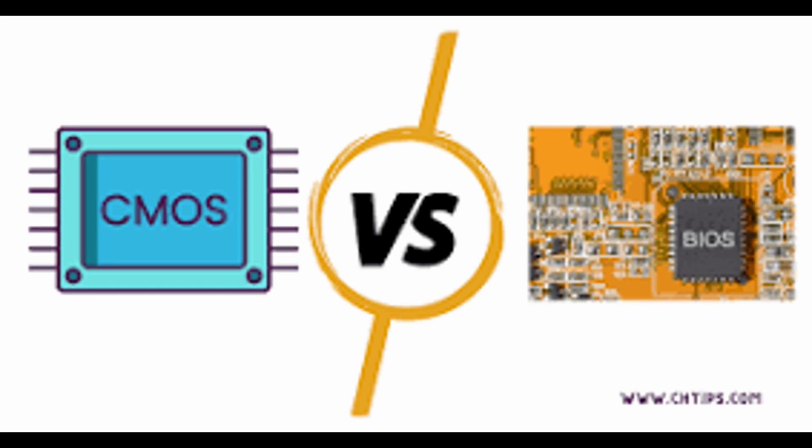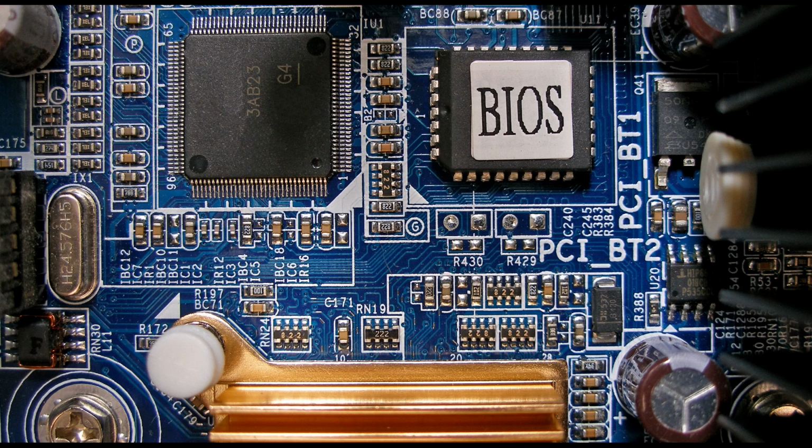Image sensors. CMOS image sensors are widely used in digital cameras, smartphones, medical imaging devices, and automotive cameras due to their low power consumption, high integration capability, and cost-effectiveness. Applications of BIOS. System booting.